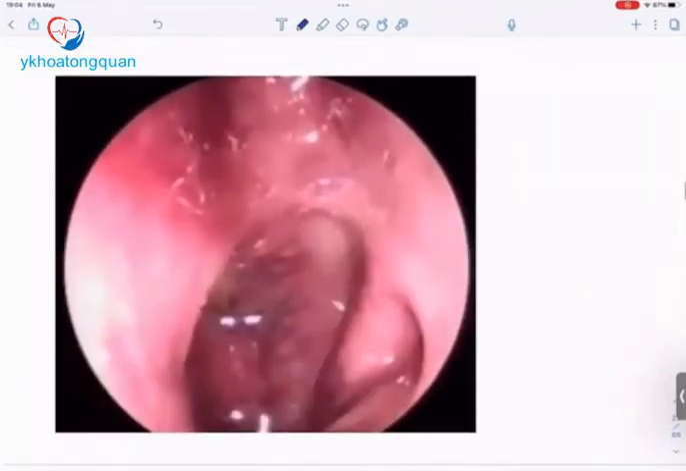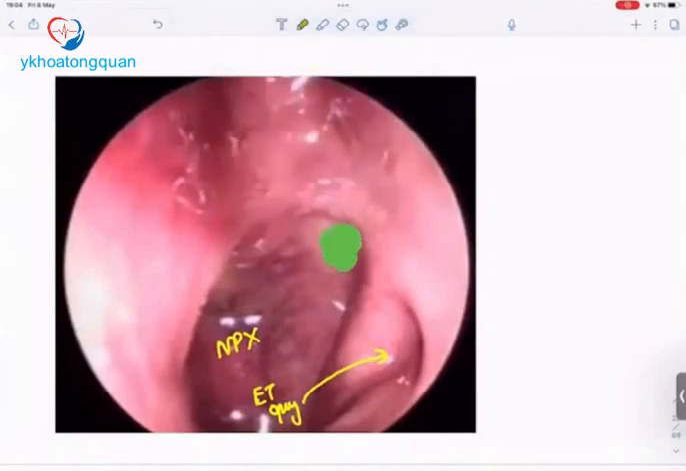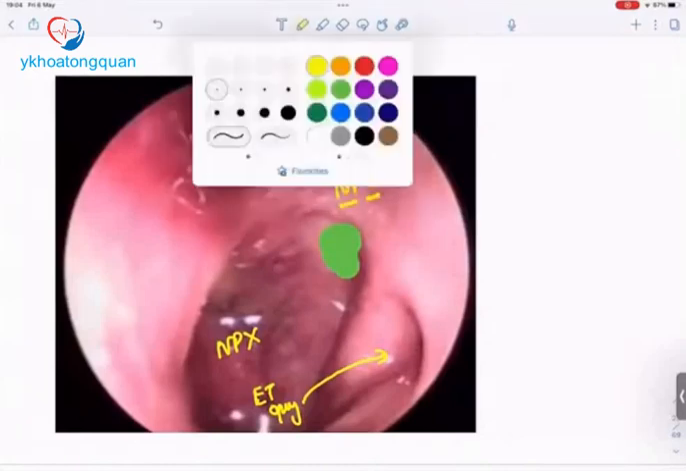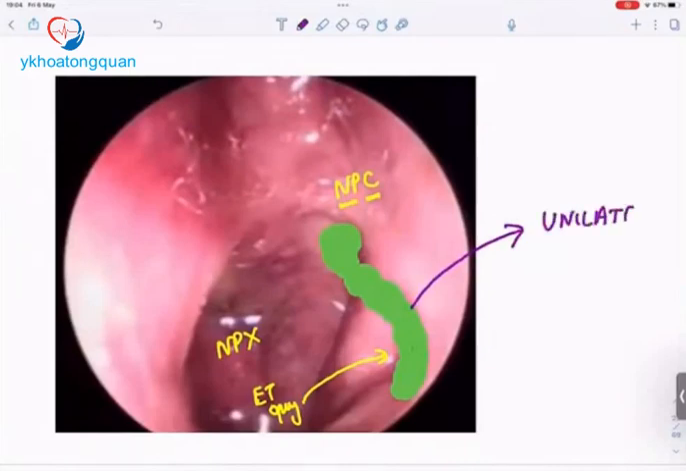This is your nasopharynx. NPX means nasopharynx area. This is my Eustachian tube opening. Okay. Now, what happens is the cancer starts from here. Here, this is the nasopharyngeal carcinoma, cancer of nasopharynx, NPC, nasopharynx cancer, which is going to soon cause the blockage of the Eustachian tube, and the same thing will happen in the middle ear. It will cause unilateral glue ear.